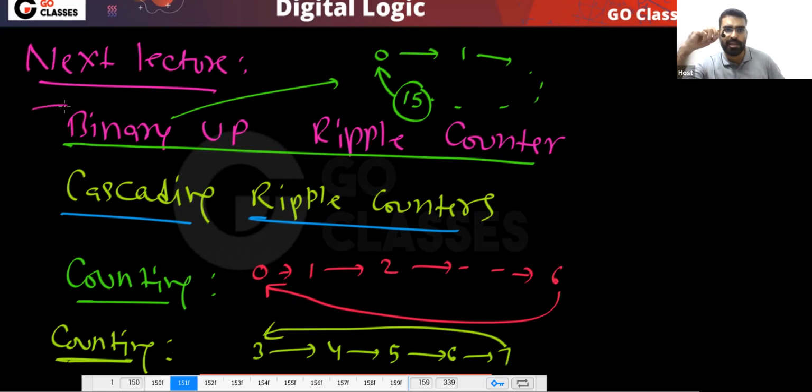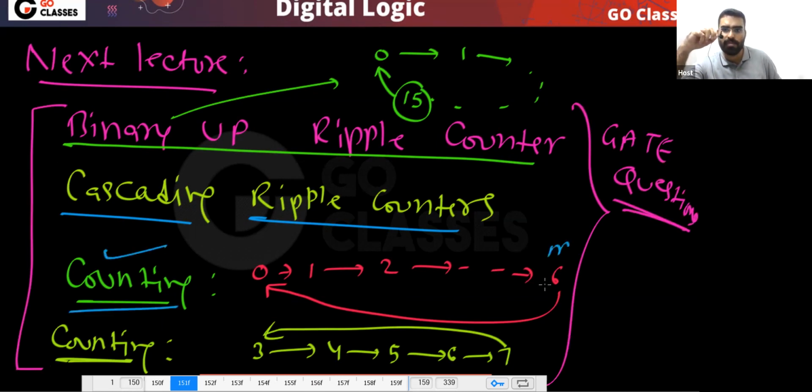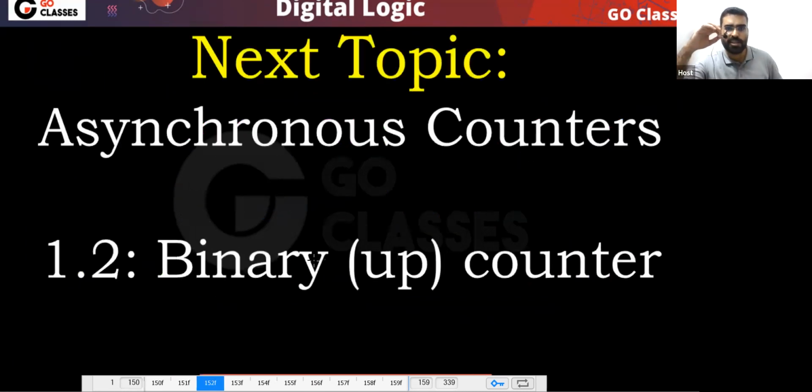So these concepts we will study after the break, and then we will solve 4 or 5 GATE exam questions on ripple counters. So these topics we need to study: counting from 0 to any number m, and counting from anywhere to anywhere. We will study these in the next lecture.